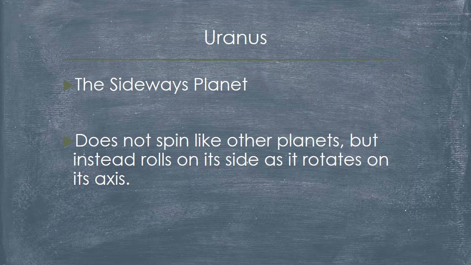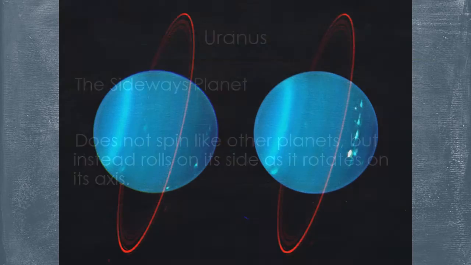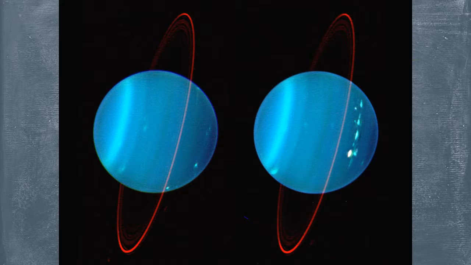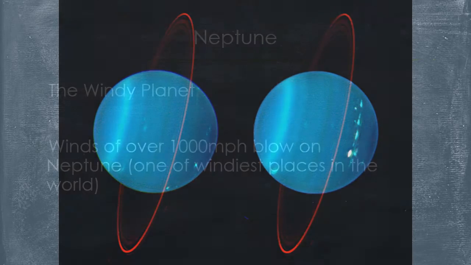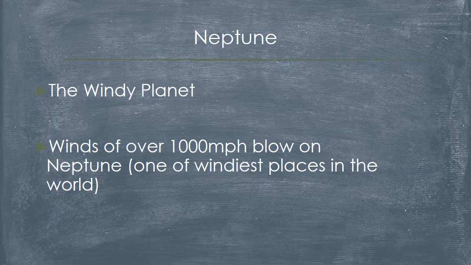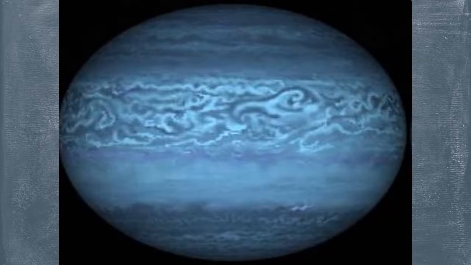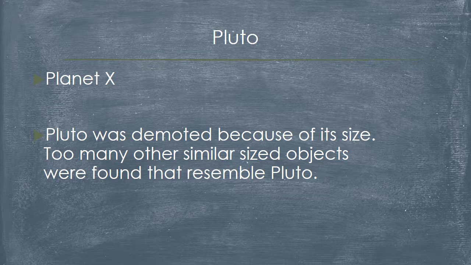Uranus is the sideways planet. It does not spin like the other planets, but instead it rolls on its side as it rotates on its axis. So it spins sideways, unlike all the other planets. Neptune is known as the windy planet because its winds are over 1,000 miles per hour, one of the windiest places. There's Neptune. Pluto, planet X.